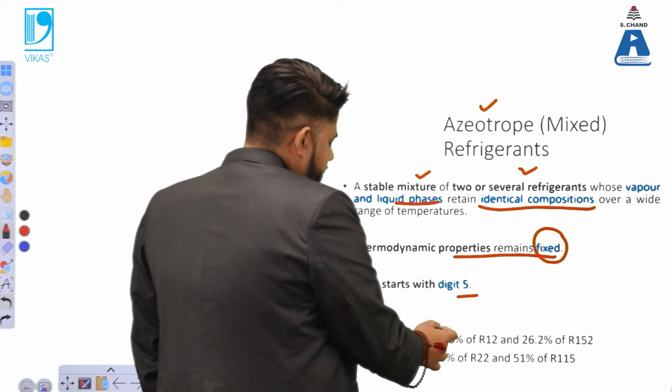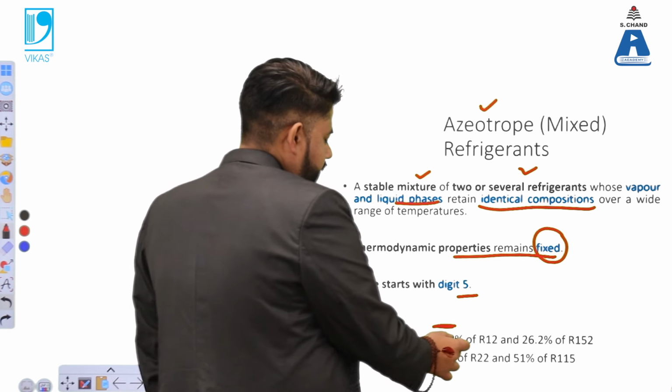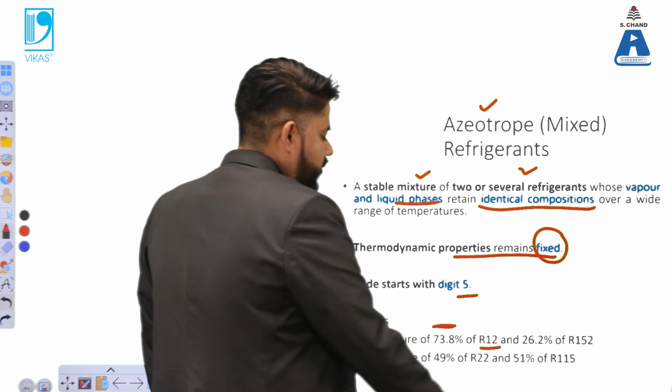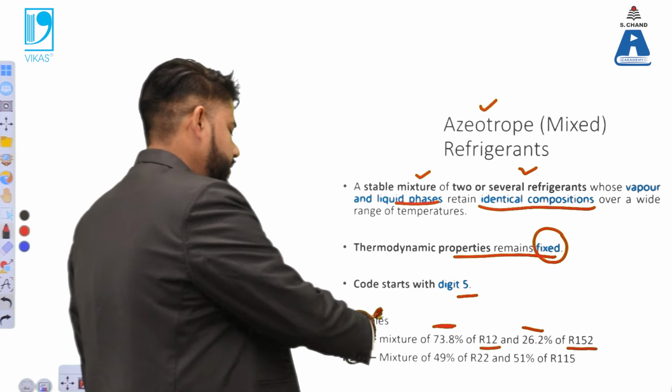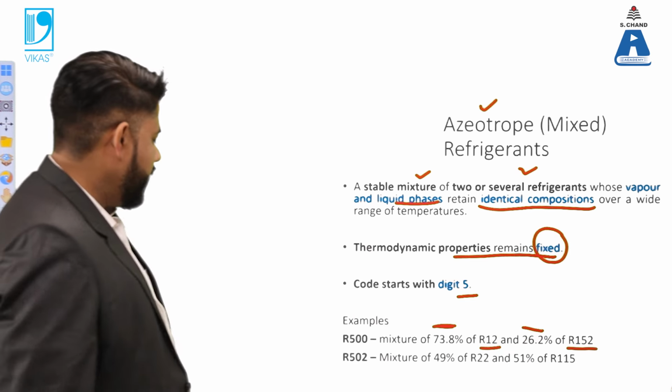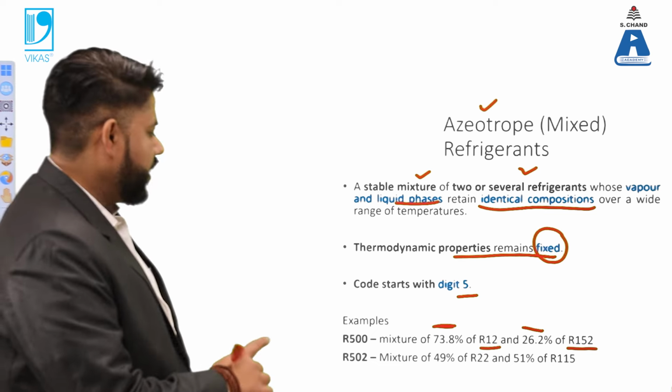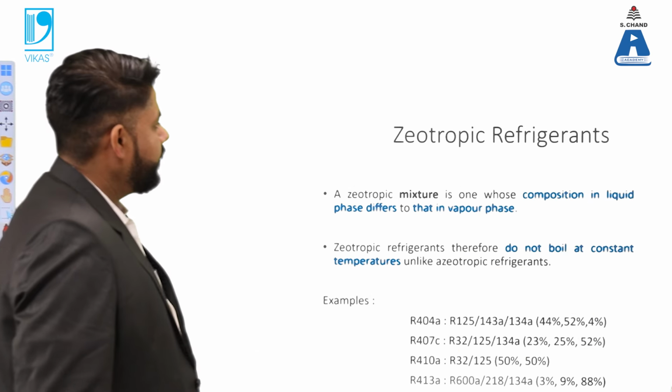R500 indicates that it is the mixture of 73.8% of R12 and 26.2% of R152. Similarly, R502 is the mixture of R22 and R115.